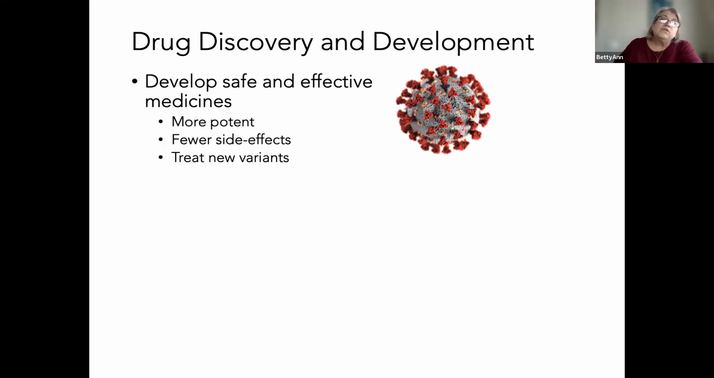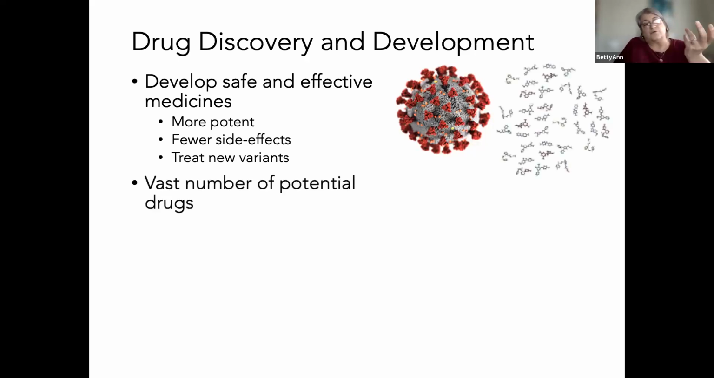So the goal, of course, of developing drugs is to develop safe and effective drugs. And by safe and effective, we mean things like you want this drug to be as potent as possible, and you want it to have as few side effects as possible. And as we saw with COVID, we always need to be aware of being able to treat new variants as some of these viruses will change their characteristics. So a drug that works now might not work in a month or so, or however much time. For COVID, it was about every 6 months, I think, that there was another significant variant.